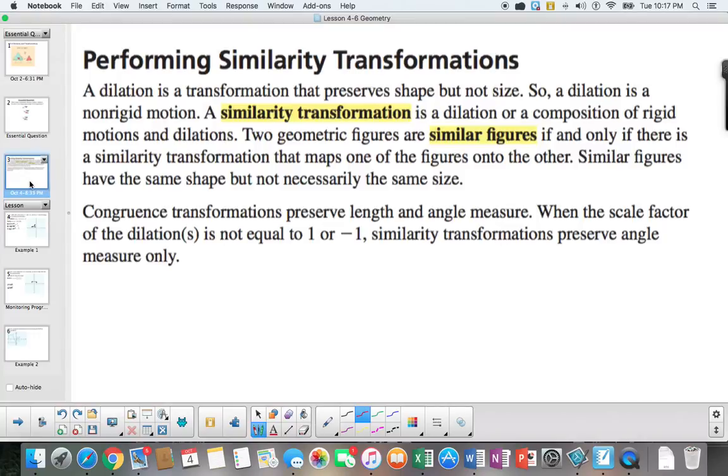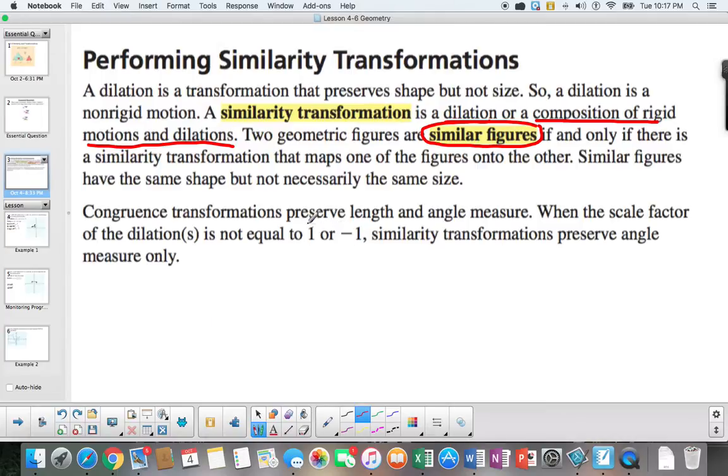So what is a similarity transformation? Well, a similarity transformation is a dilation or a composition of rigid motions and dilation. If you can perform these things and get one figure to map onto another, we call those similar figures. Here's a definition: figures are similar if and only if there is a similarity transformation that maps one of the figures onto the other. Similar figures have the same shape but not necessarily the same size.